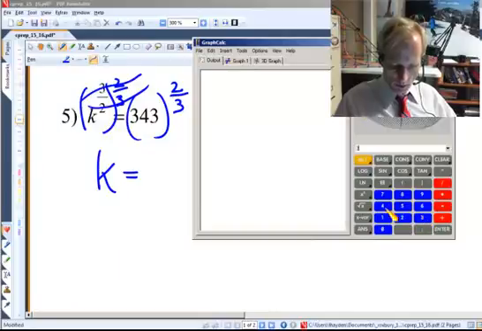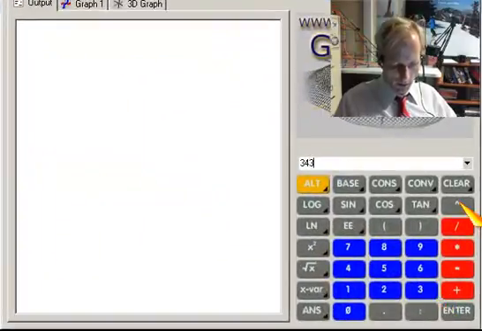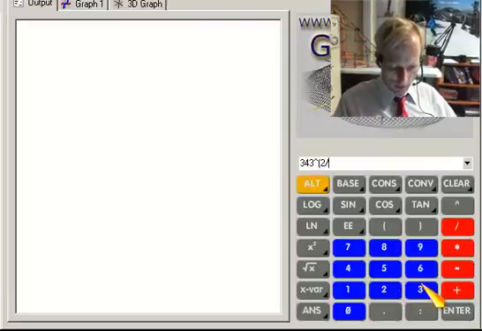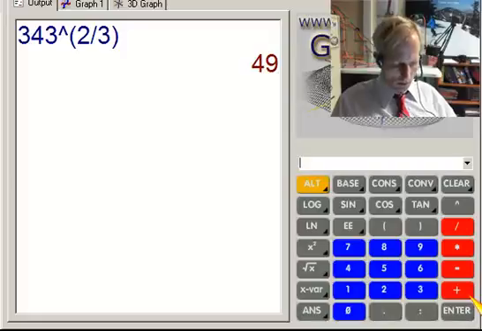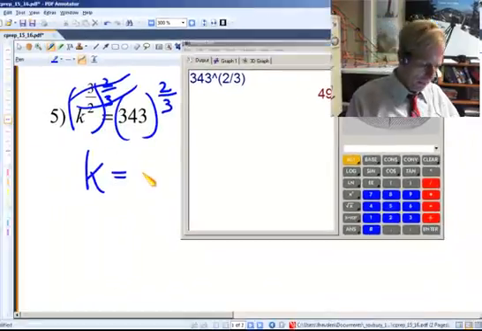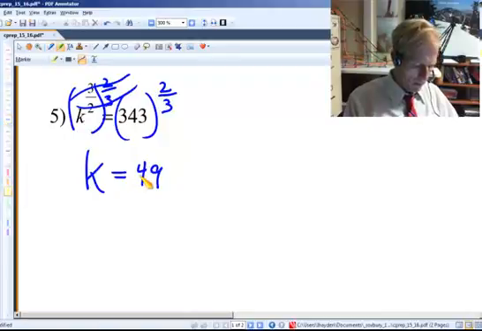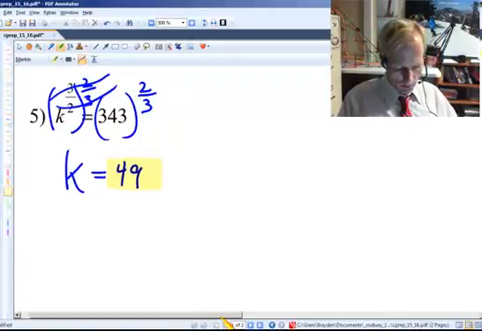So I need to do 343, hit the exponent key, and this is very important. You must put the fraction, all fractions in these problems, in their own set of parentheses. So I get 49. And that's my solution.